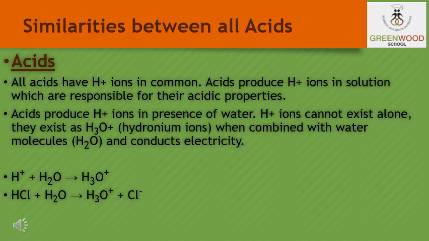These hydrogen ions do not exist as such in the solution. That means hydrogen ions cannot exist alone in the solution. They combine with water molecules and exist as hydronium ions. Hydrogen ions can combine with a number of water molecules in the solution. Now, we can define acids as substances which contain hydrogen and which, when dissolved in water, give hydrogen ions in the solution.